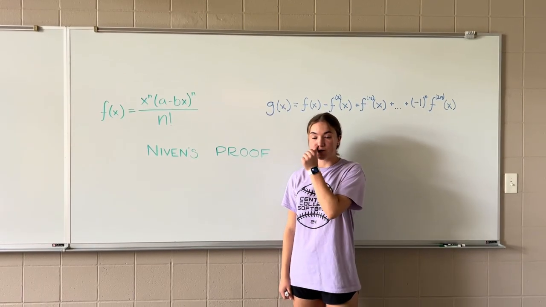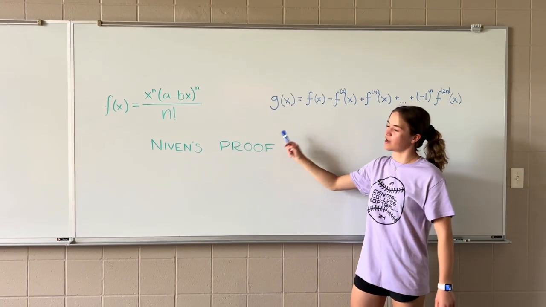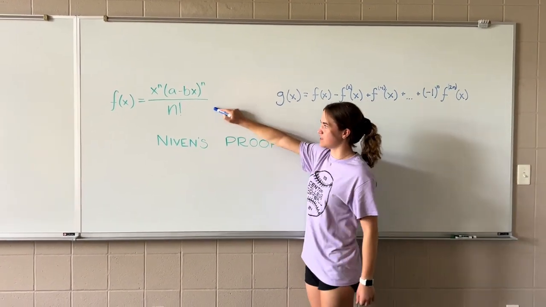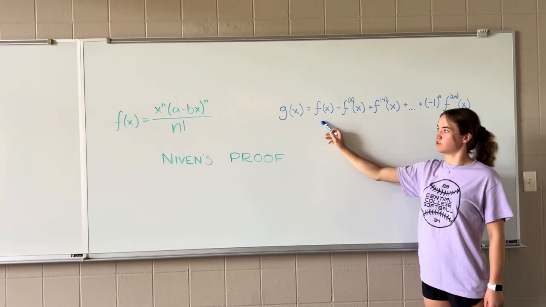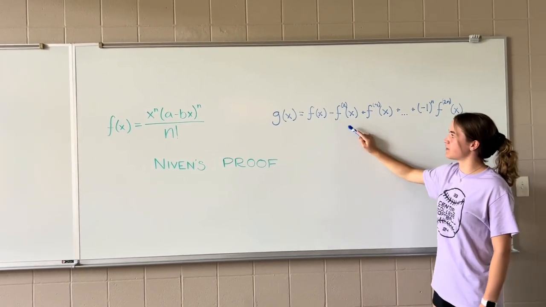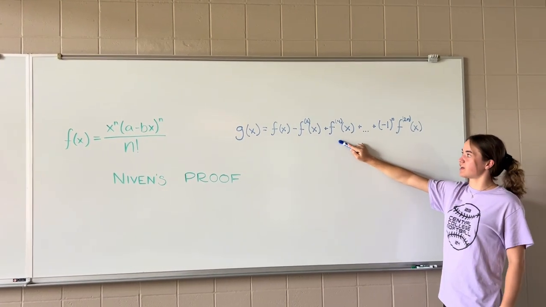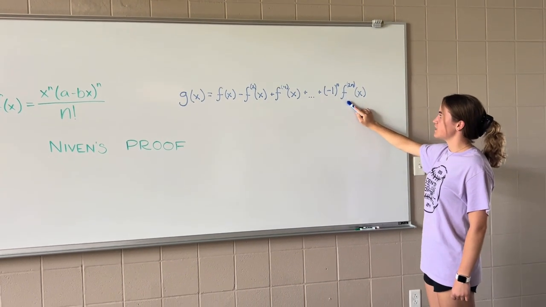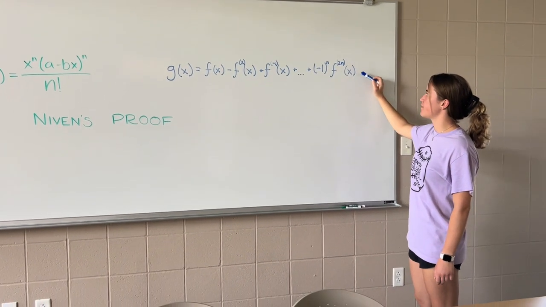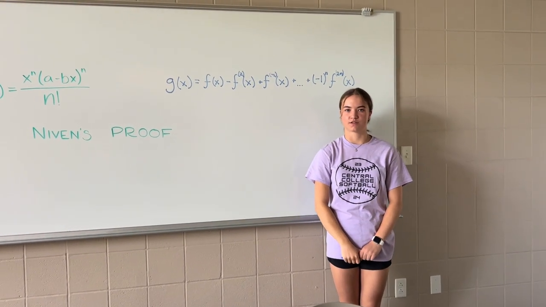After assuming that pi is rational, a divided by b, we get our two functions here, f of x and g of x, from Niven's proof. F of x here is this crazy little function that we then plug into our g of x function, in which we get f of x minus the second derivative of f plus the fourth derivative of f, and so on and so forth, until we get negative 1 to the n times the 2n-th derivative of f of x. That's the function we'll be using in the further parts of our proof.